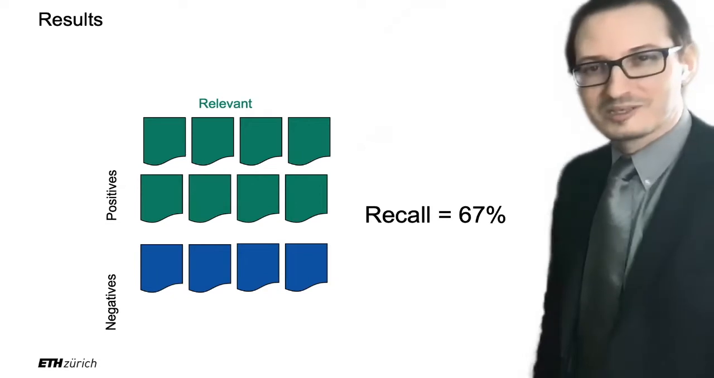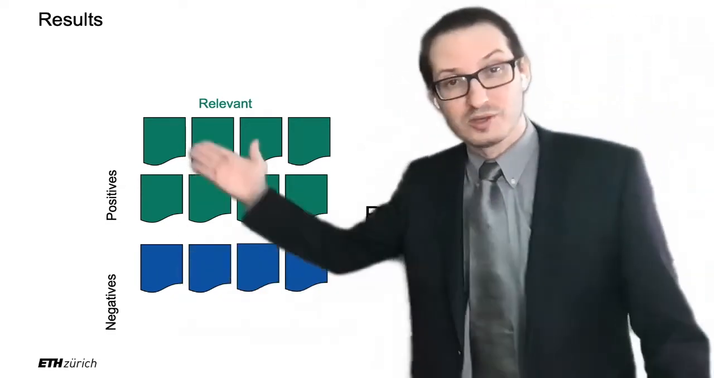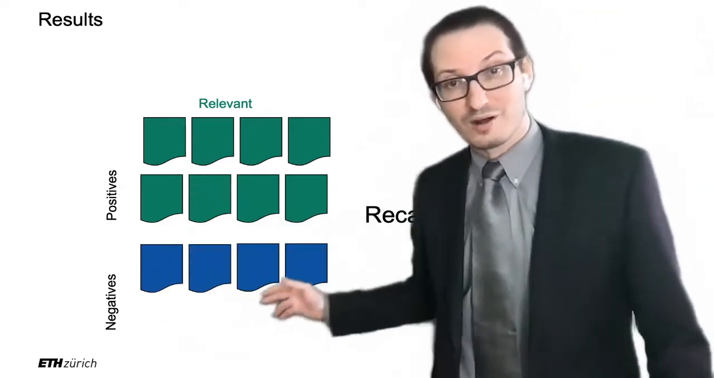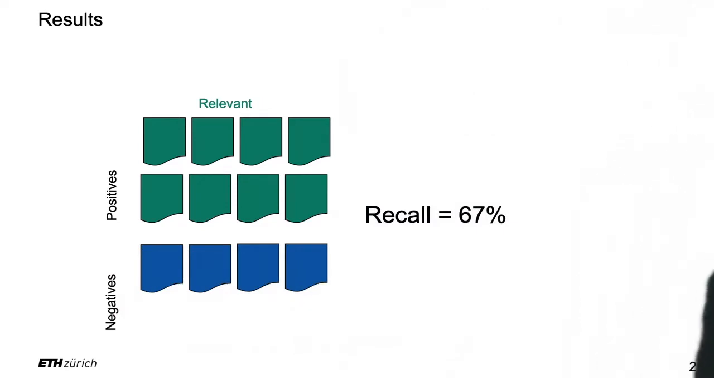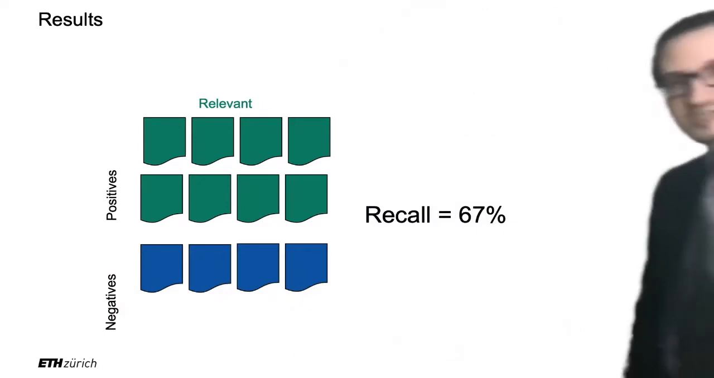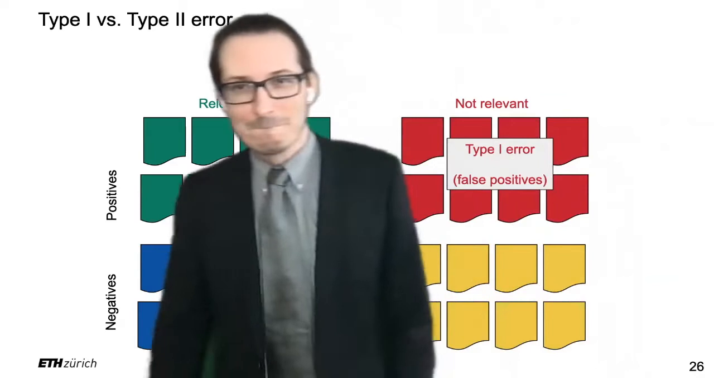All right, and here it is 67% because 2/3 of the relevant documents are returned in there, right? So you are relatively lucky, but you still have a few that you didn't get. All right, so precision and recall.